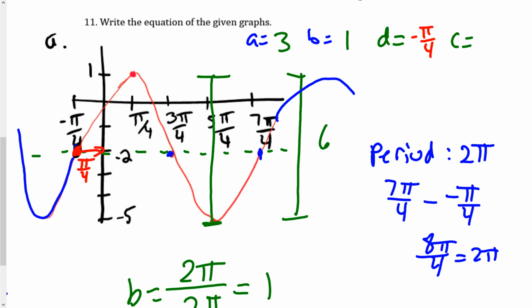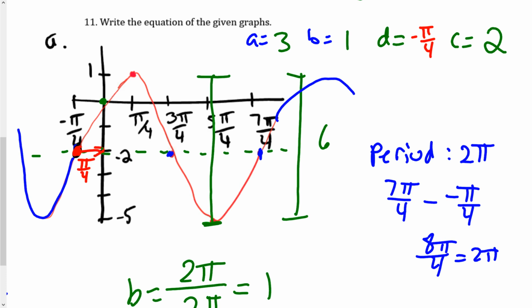Okay. Now, normal sine starts at 0, correct? It starts right here at 0. From where it is right now, how much do I need to move it to get back to 0? I already shifted it pi/4. Now I need to move it up. I'm at -2, so I need to move it up 2. There's my c, a positive 2, because sine starts at 0, right? My y value is 0.